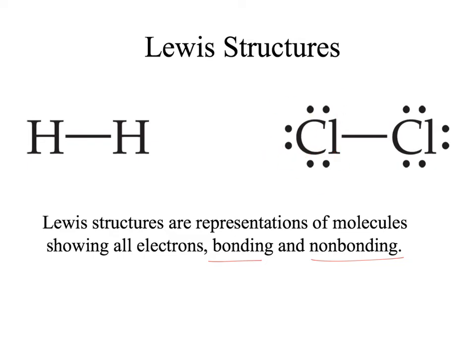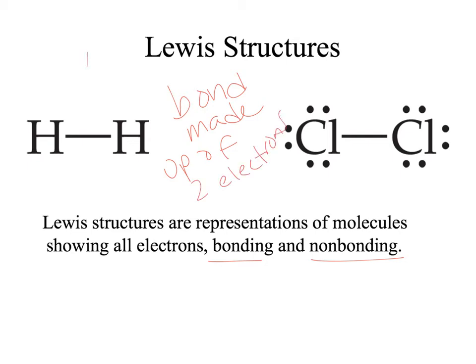I don't know if we've mentioned this, but when a bond is formed, each bond is 2 electrons. So you need to know that. A covalent bond is made up of 2 electrons. So this is a bonding pair, and these we'll learn are called lone pairs. They're non-bonding pairs. Electrons, like people, don't like to be alone.